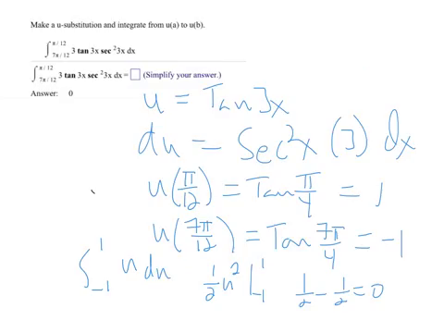So for this one, I thought I'd do another u substitution because I noticed the secant squared is the derivative of tangent. So I didn't have to do a u substitution here, but I thought it'd be easier if I did. So I said u is tan 3x, the derivative of that is secant squared 3x times the derivative of 3x, which is 3.